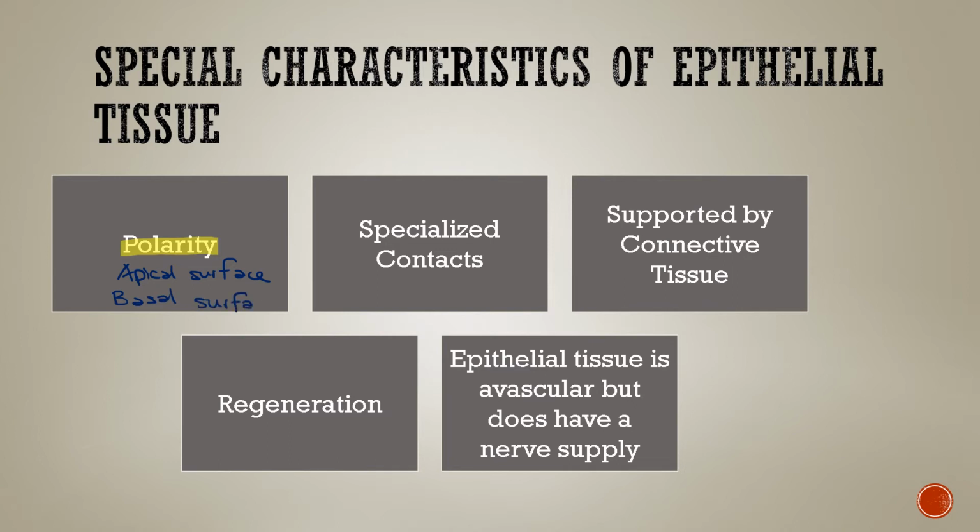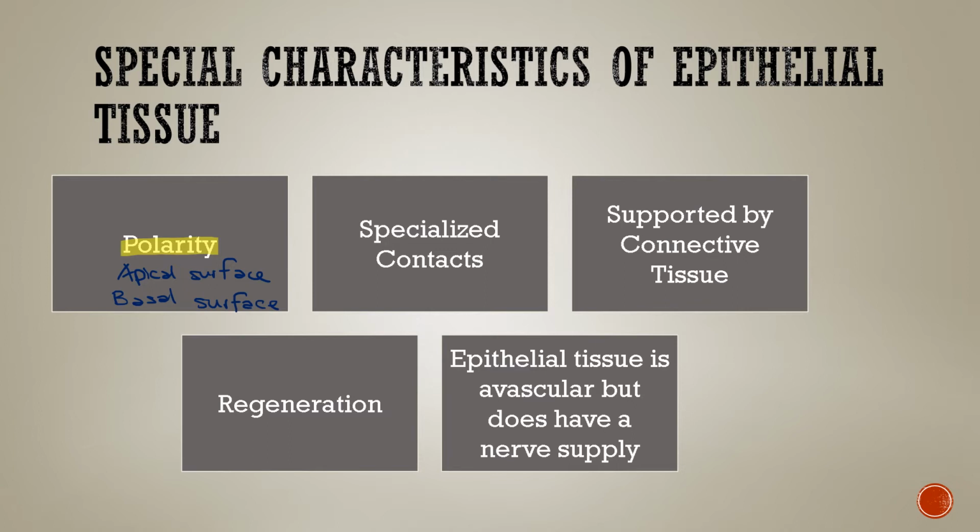Essentially, it is going to be the top side and the bottom side of the tissue. The apical surface is not going to be attached to anything, and so it's either going to be exposed to the outside of the body or exposed to the internal cavity of an organ. The basal surface, on the other hand, is going to be attached to the connective tissue below.